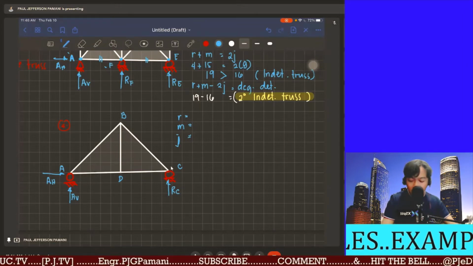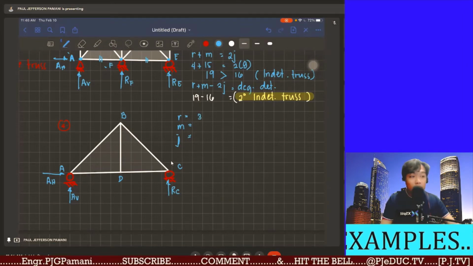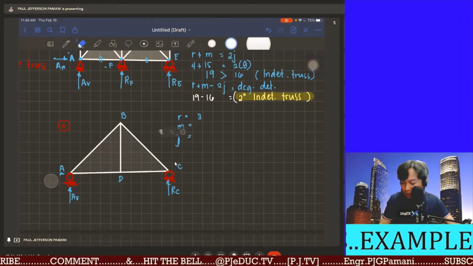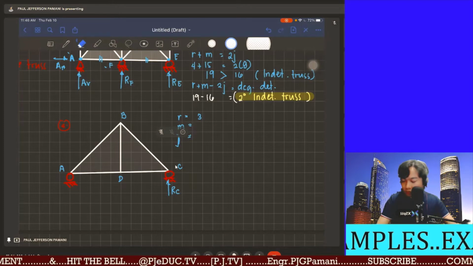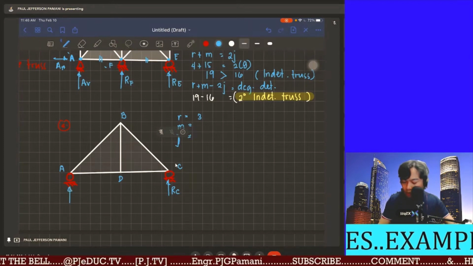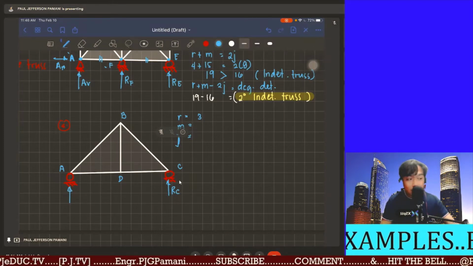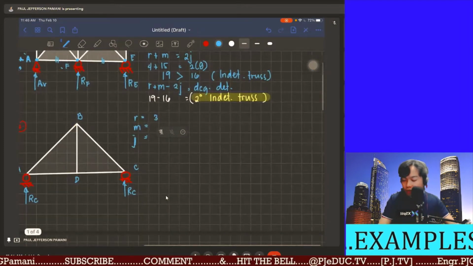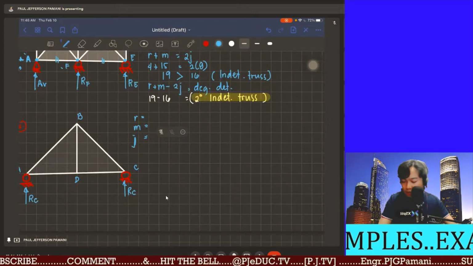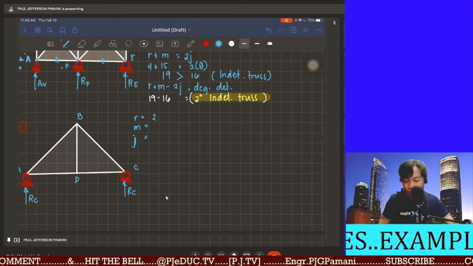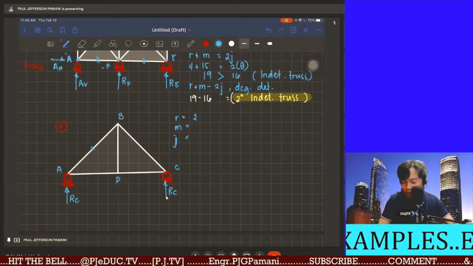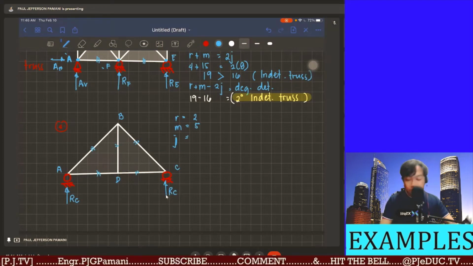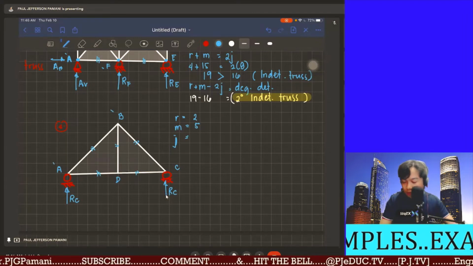So, basically, there are 3. Ay, wala pala. That is both roller. So joint A is a roller support while joint C is also a roller support. Okay? So the number of reactions this time is only 2. The number of members have 1, 2, 3, 4, and 5. Okay? Number of joints 1, 2, 3, and 4.